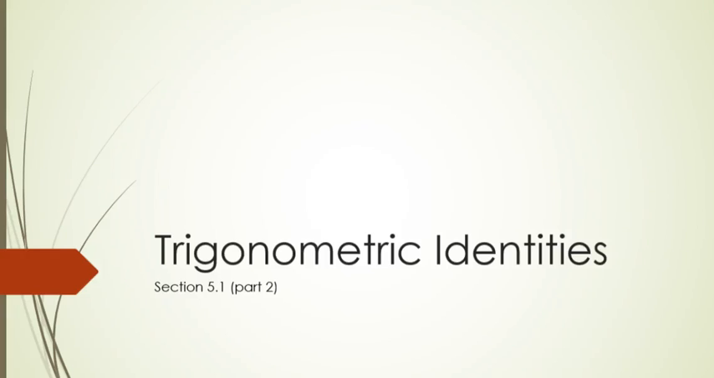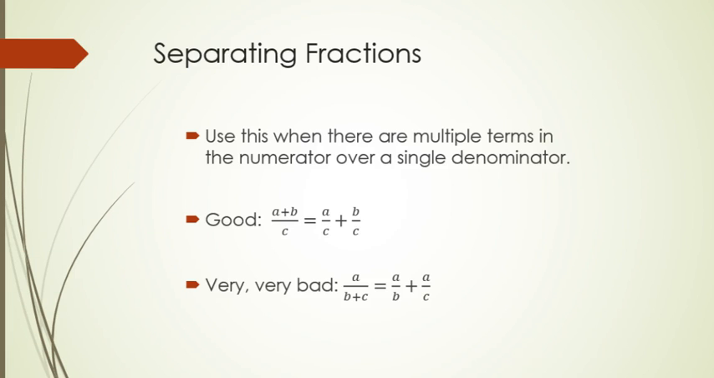This will be a continuation of how to use some of the identities on the reference sheet I gave you guys for simplifying different trigonometric expressions. So one of the skills we're going to focus on today is how to take a fraction and separate it into two different smaller fractions, because sometimes that will allow you to use different trig identities to break things down and cancel terms out.